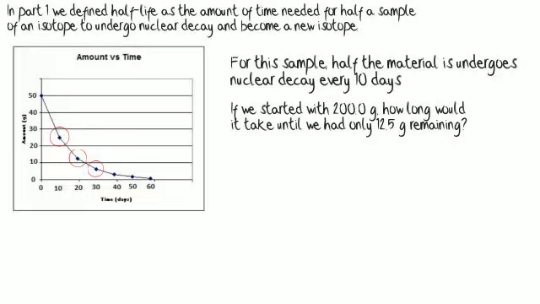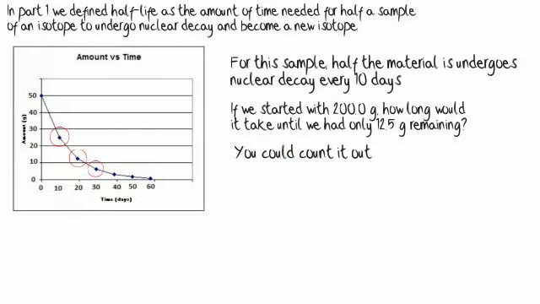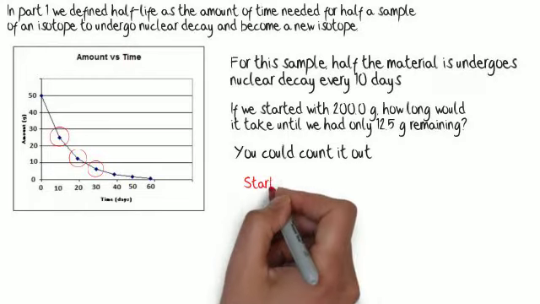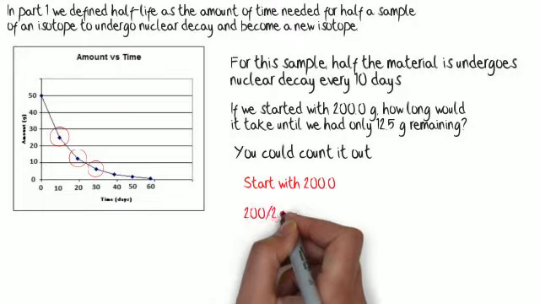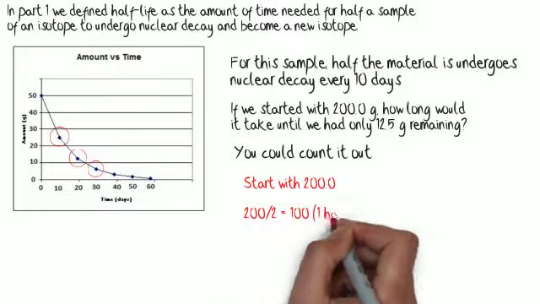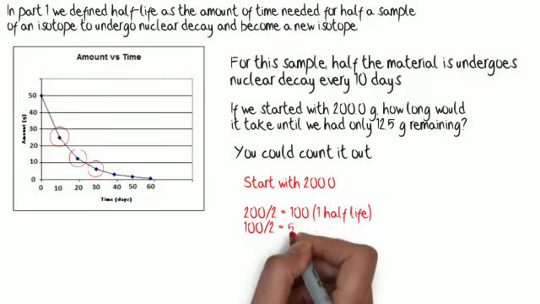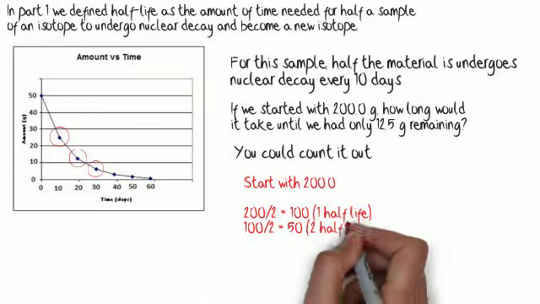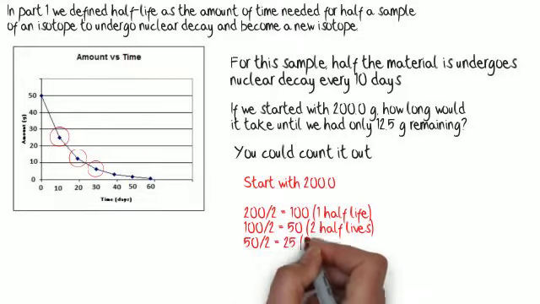Well, there are two ways to solve it. The first way is the simplest way, and it's simply counted out. So let's start it out with 200.0 grams. 200 divided by 2 is equal to 100. That's one half-life. 100 divided by 2 equals 50. That would now be two half-lives. 50 divided by 2 is 25. That's three half-lives.